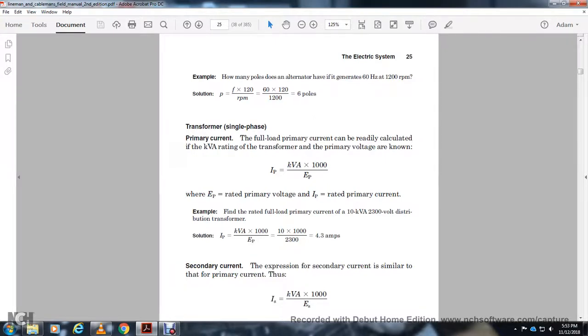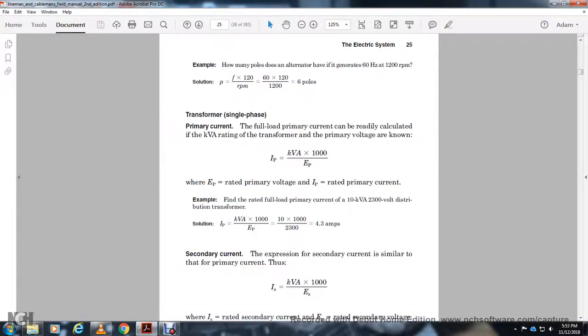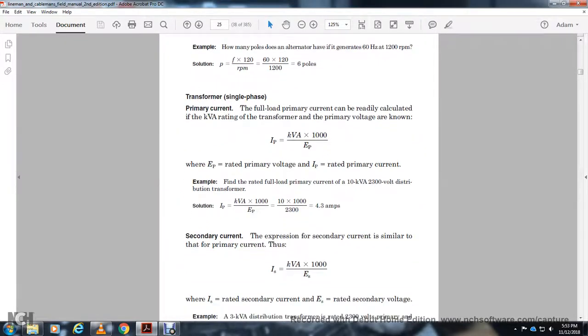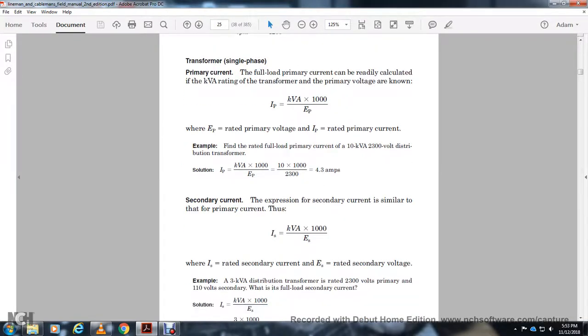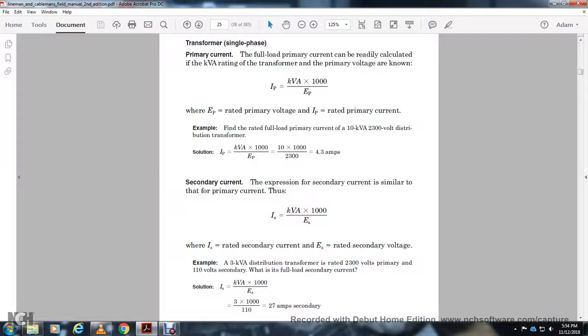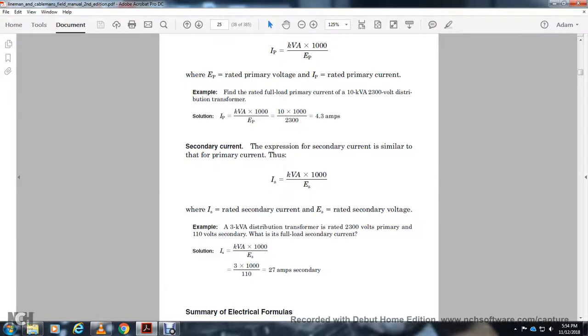Secondary current is calculated with an expression similar to the one for the primary current. The secondary amps are equal to the kilovolt amps times 1000 over the secondary volts, where VS is the rated secondary voltage. Example: a 3 kilovolt ampere distribution transformer is rated at 2300 volts primary and 110 volts secondary. The full load secondary amps equal the kilovolt amps times 1000 over the secondary volts, which gives you 3 times 1000 over 110, or 27 amps secondary.